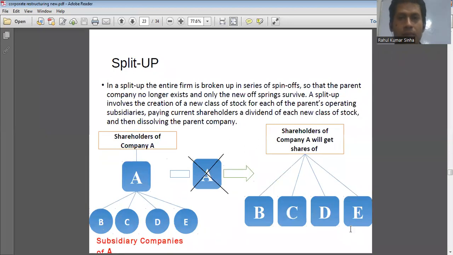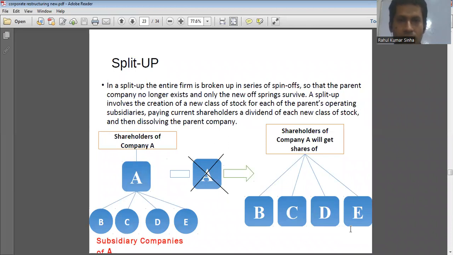And split-up. In the case of a split-up, the entire firm is broken up in a series of spin-offs. So you see a number of subsidiary companies have been opened, and now the parent company will no longer exist. The parent company goes out of existence, and only the new subsidiary companies will be there.